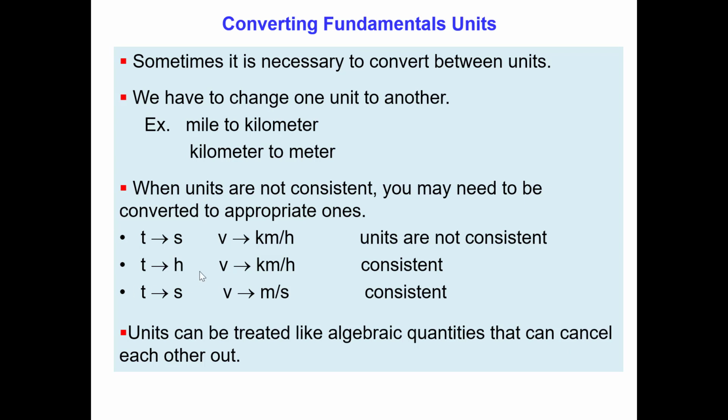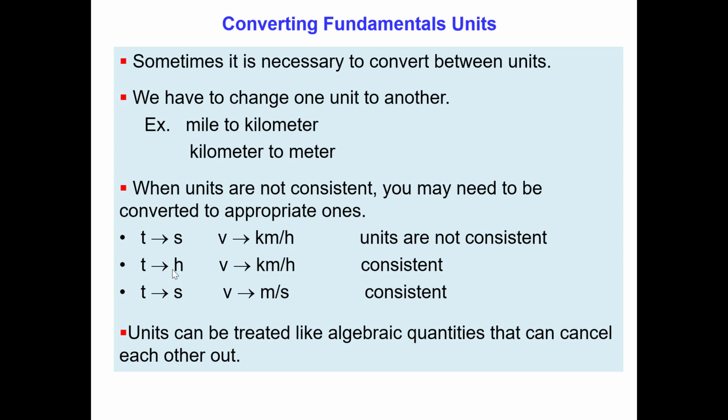For example, if we are solving one problem and the time is in seconds and the velocity is in kilometers per hour, we see here the time is in hours, and here the time is in seconds. Then we say the units are not consistent, we need to do something. We need to change maybe the time. We need to change the seconds to hours. In this way, we will have consistent units.